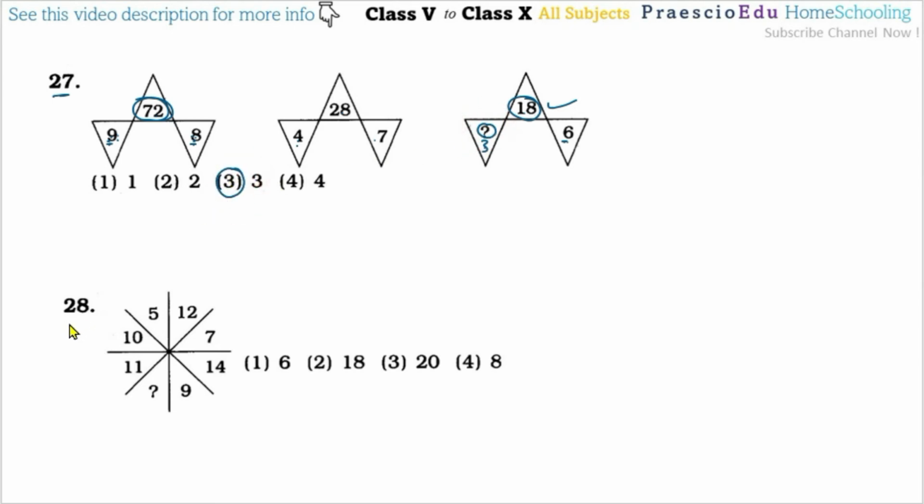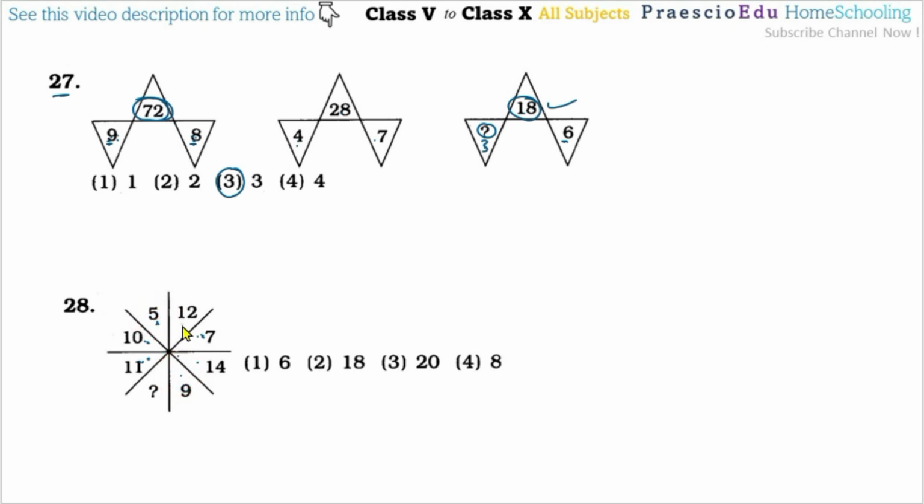So question number 28, if you observe keenly, opposite numbers have a difference of 4. Suppose here 11 and here 7. So 11 minus 4, we are getting this 7, or we can say the difference is 4. Likewise 10 and 14. So 14 minus 4, we are getting 10. Like here, 9 minus 4, we are getting 5.